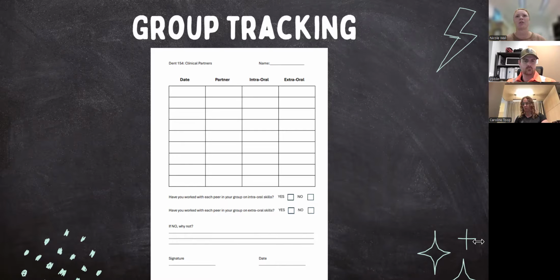Each student should work with every student in their group, both intra and extraorally, in order to reap the benefits of changing up their partners. At the end of the 2 months, when the groups change, they are to disclose whether they worked with every peer in their group, both intra and extraorally. And they also have to disclose, if they didn't, why not? What was their excuse for not working with that person as a partner? At this point, there really is no consequence to the student if they didn't work with every partner, besides the fact that they might have just been hindering their own growth and their own learning.